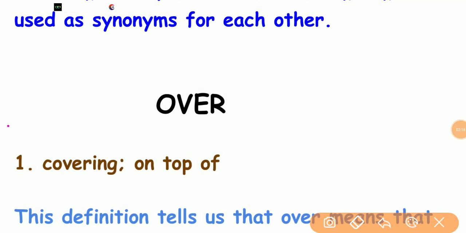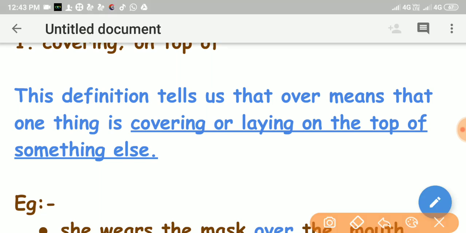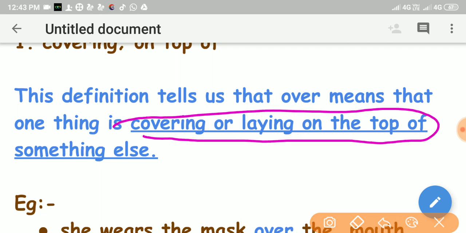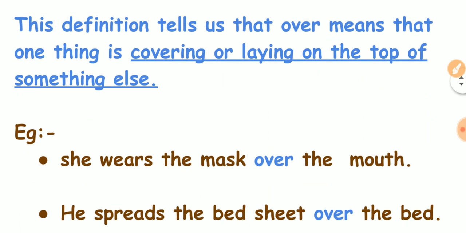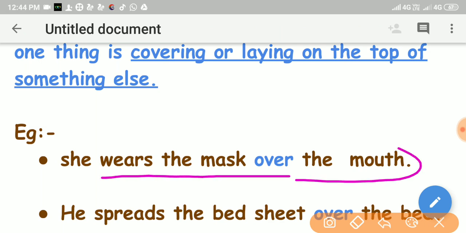See, my dear friends, the first usage of over is covering or on top of. This definition tells us that over means that one thing is covering or laying on top of something else. So in such conditions we must use over. For example, she wears the mask over the mouth.